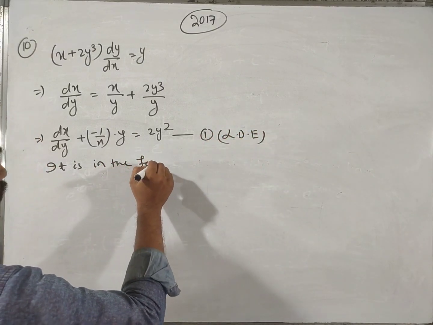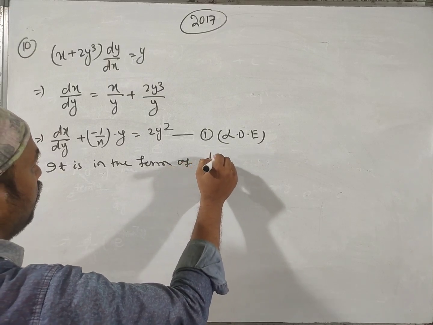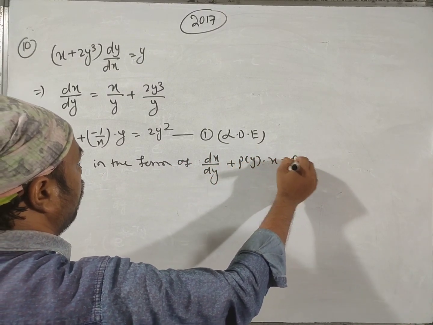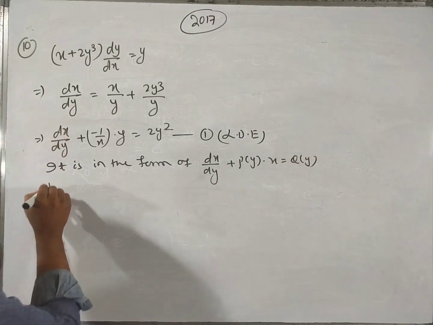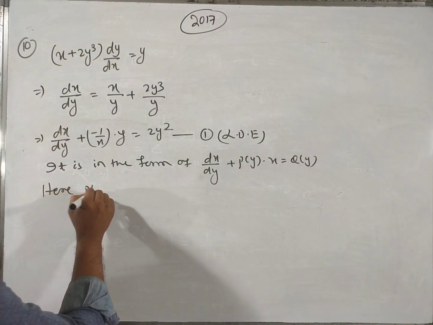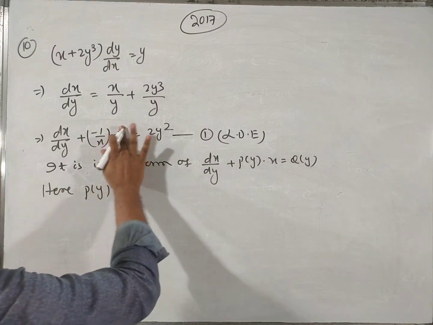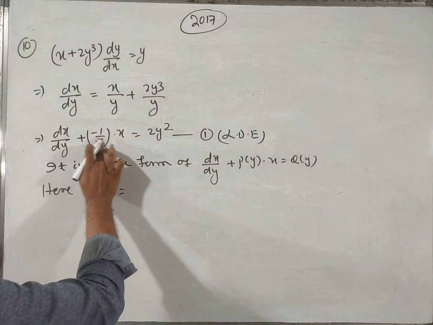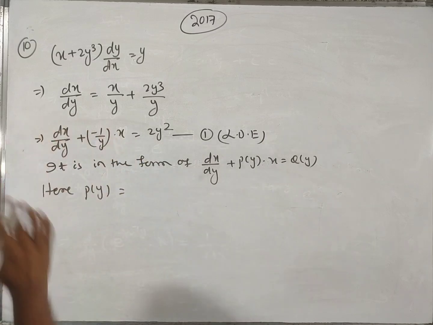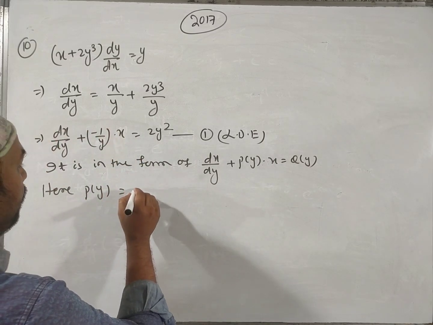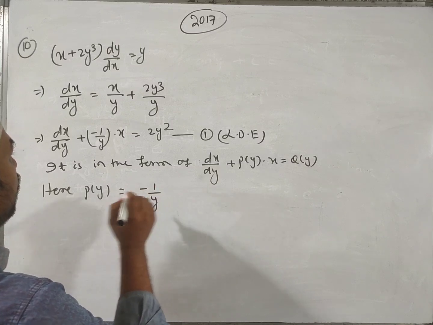It is in the form of dx/dy + P(y)·x = Q(y). Here P(y) is equal to... there is a mistake, it is y and it is x. So here P(y) is equal to −1/y.